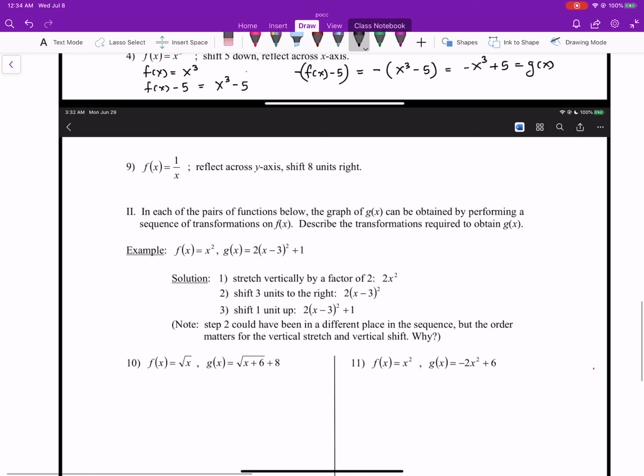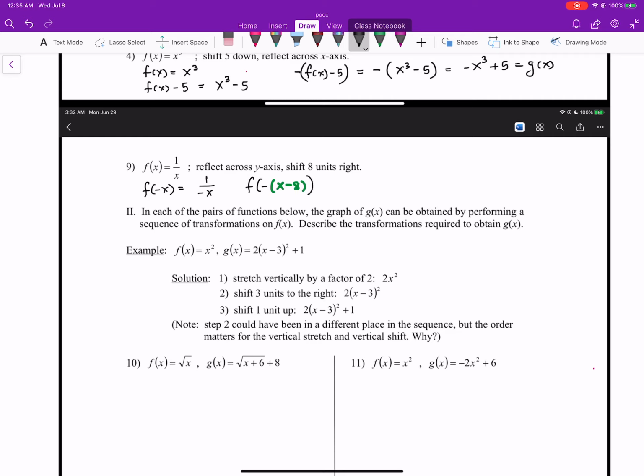Alrighty, I do have one last one to do. I thought I was done, but I have this one here which says reflect about the y-axis. So I'm going to do f of negative x, which becomes 1 over negative x. And then I'm going to shift 8 units to the right. So that means that I have f of negative, and in place of writing x, I'm going to replace it with what? X minus 8.